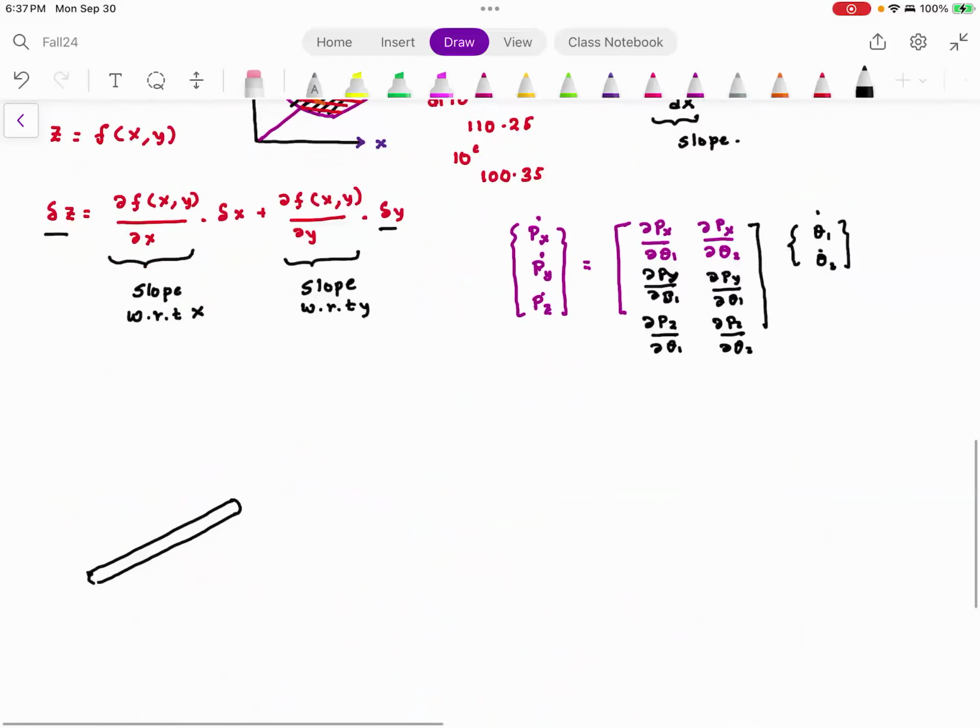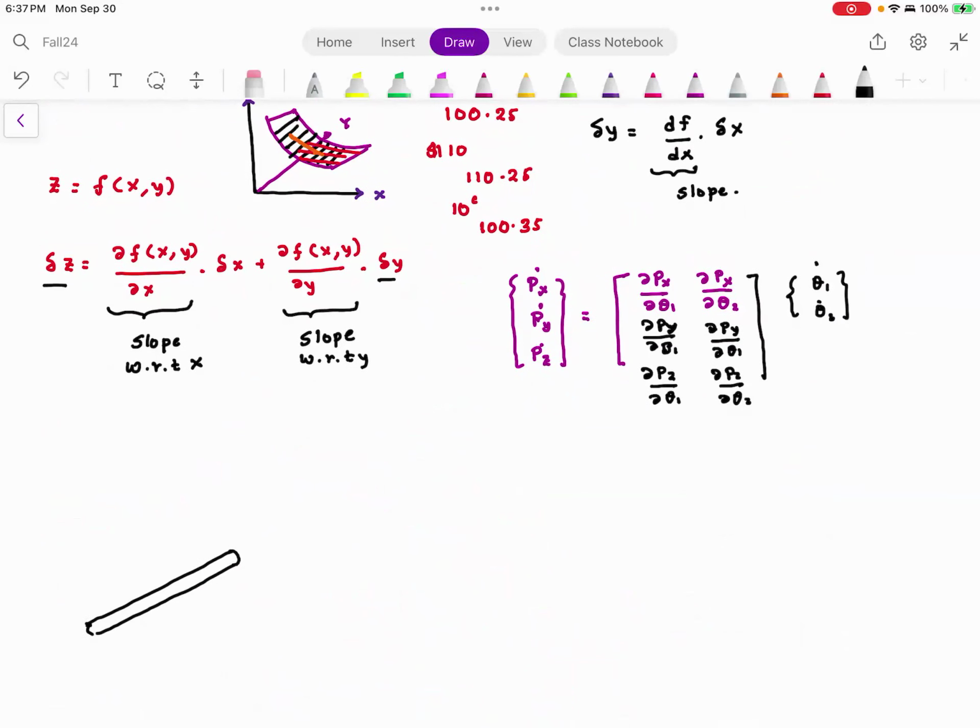Okay, so what I'm going to do is take the same example, but I will try to solve it from a forces point of view. Imagine that we have this two-link robot. Same two-link robot. This distance is L1. This distance is L2. And I'm going to assume that these two links are massless. So L1 and L2 are massless.